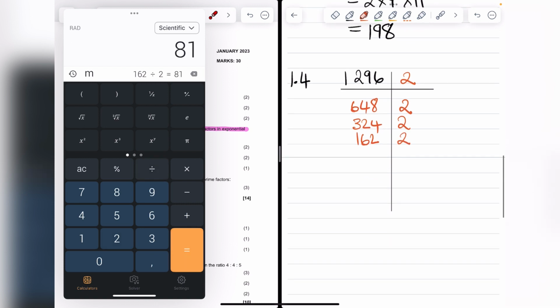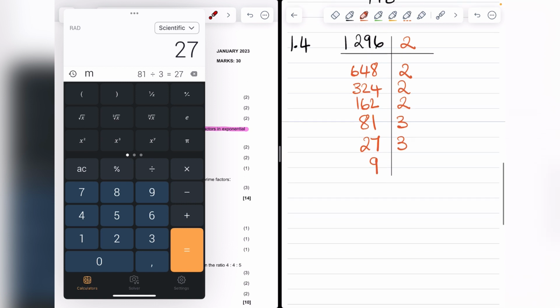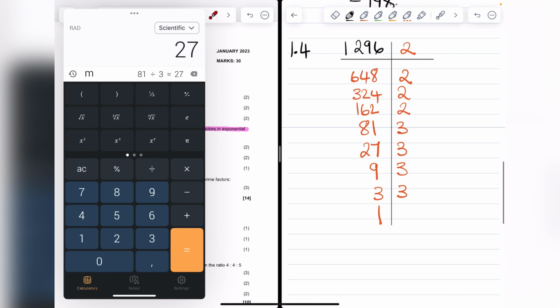get 81, and here it would be 3. Let's see that, to give me 27, and again it would be 3, and that would give me 9, and again it would be 3, and that would give me 3, and then 3, and then 1. Okay, so that is quite a long list there. And that is your prime factors.